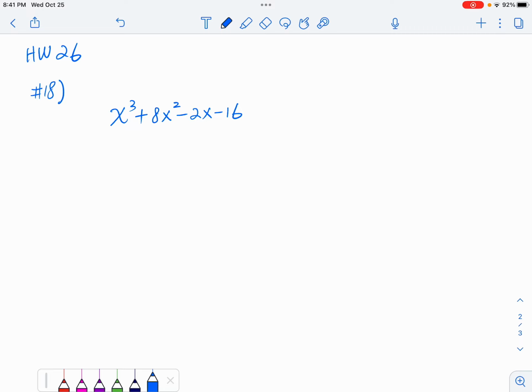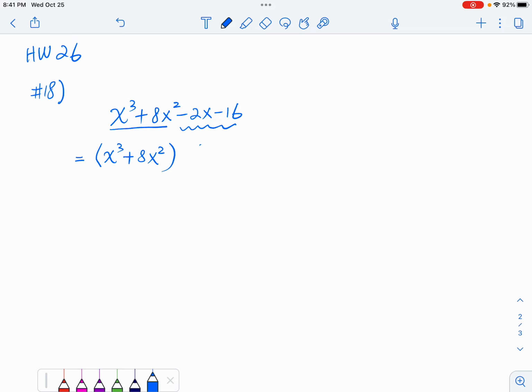Now when we factor, when I see four terms, and there's no common factor here, there's no greatest common factor, so therefore you're going to try factor by grouping. There are different ways to group. Maybe many of you would group this together and then this together, so we'll try that. So therefore I'm going to group x cubed plus 8x squared together.